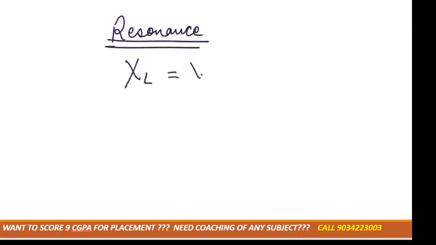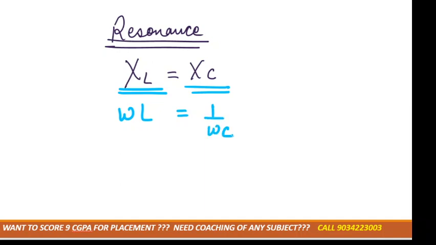Now the next condition is resonance. In resonance we have one condition, that is XL is equal to XC. What is XL here? XL is the inductive reactance. The formula for XL is omega L, and the formula for XC is 1 by omega C, right? But in this case we'll consider the resonant frequency, which is different from the normal frequency.